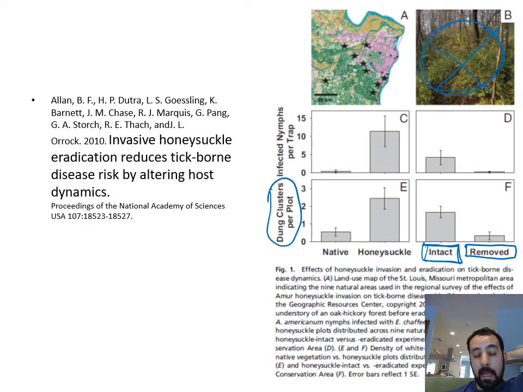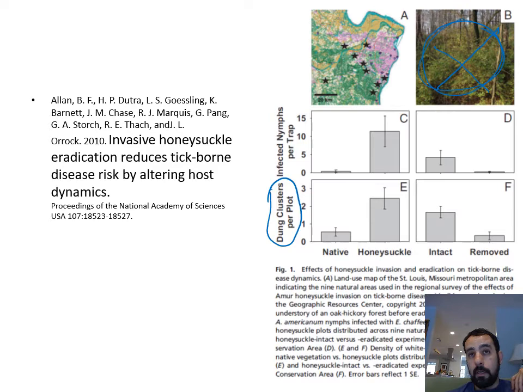And then I can actually now count the number of ticks on those plots. And it's not shown in this graph here. The number of ticks is twice as high in areas with honeysuckle intact. In plots where honeysuckle is naturally occurring, I have a huge concentration of ticks. And if I remove the honeysuckle, or if honeysuckle has not invaded that yet, I would have a small quantity of ticks. The graphs don't show that. The graphs here just show something else. I figured out that there are more ticks once there's honeysuckle and deer.